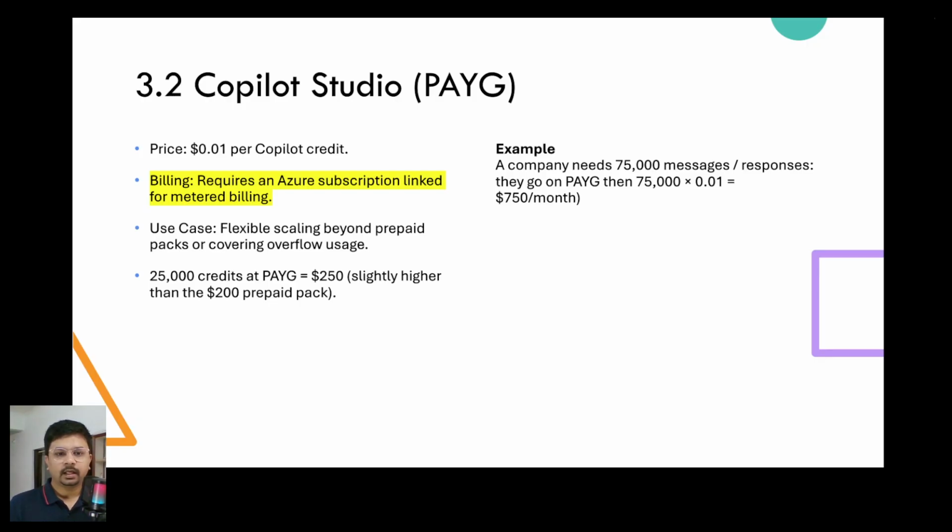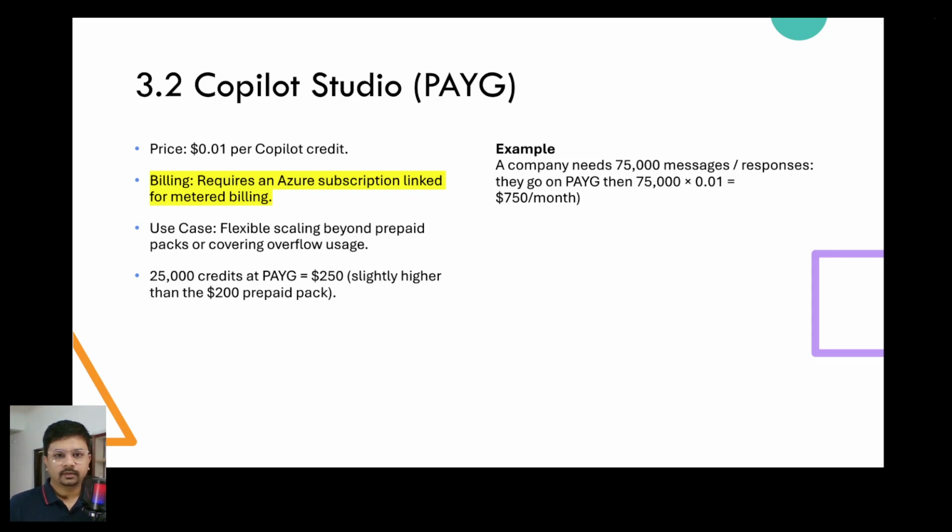Now, if you think the pay as you go model will only cost me $0.01 per Copilot credit, that's not the case. In order to set up a pay as you go model, you have to create an Azure subscription that will link to your meter billing. So this is the hidden cost of it. If you want to set up a pay as you go model, the Azure subscription is a must in order to set up those resources and link to the meter billing cycle.